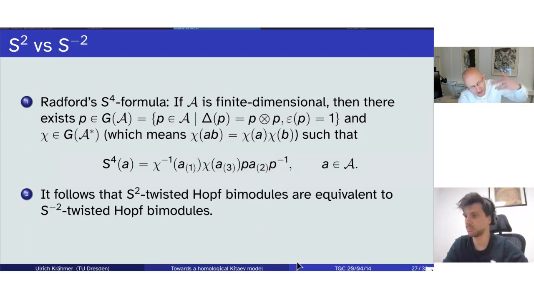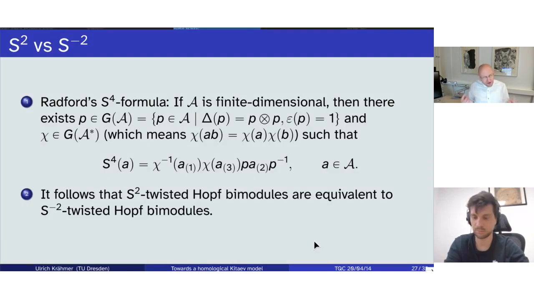And from this it follows that actually the category of S squared twisted Hopf bimodules, or equivalently Yetter-Drinfeld modules, is equivalent to the category of S to the -2 twisted Hopf bimodules. Yeah? So for a finite dimensional Hopf algebra, when you play this business with the twisted Hopf bimodules, you need Hopf algebra automorphisms, and you immediately say, well, we could use all the even powers of the antipode as such Hopf algebra automorphisms and see what happens.